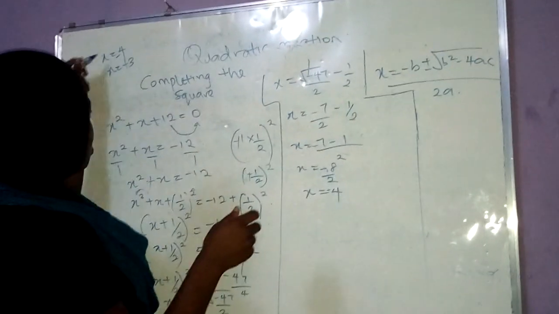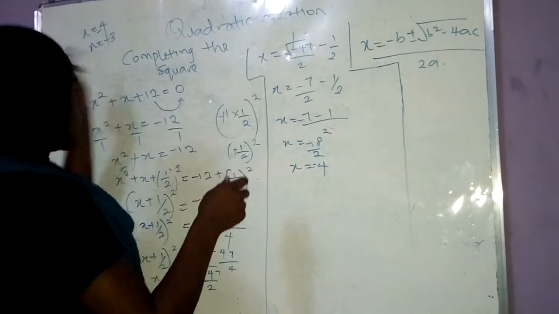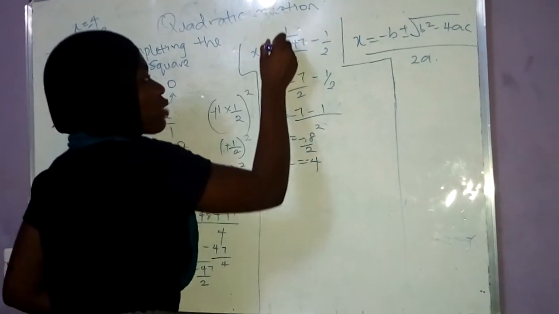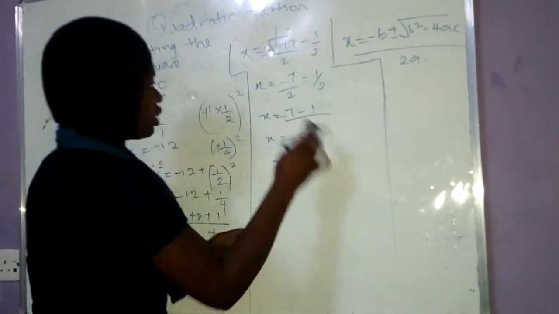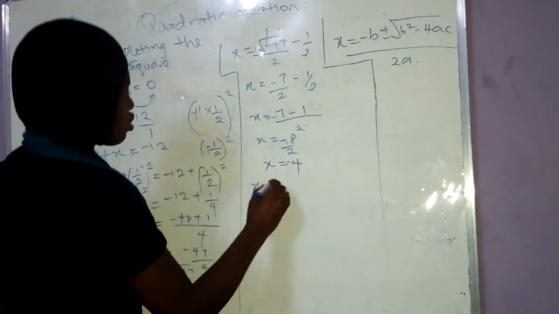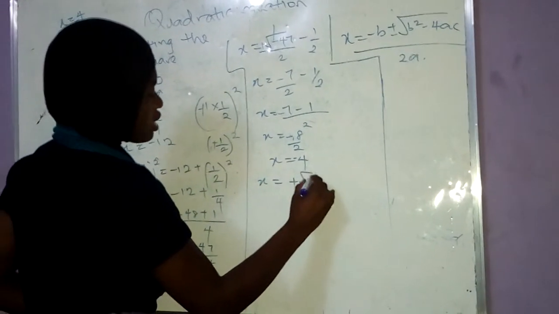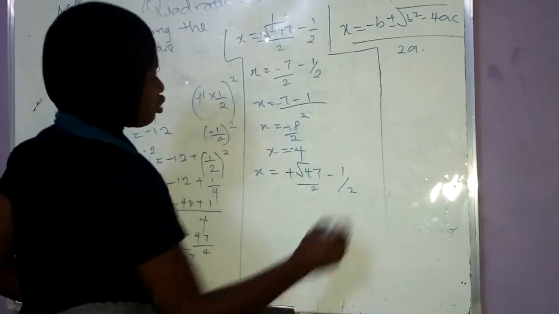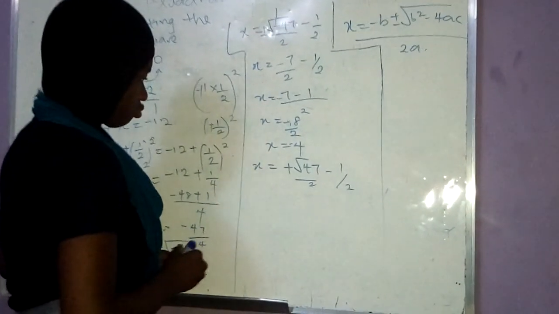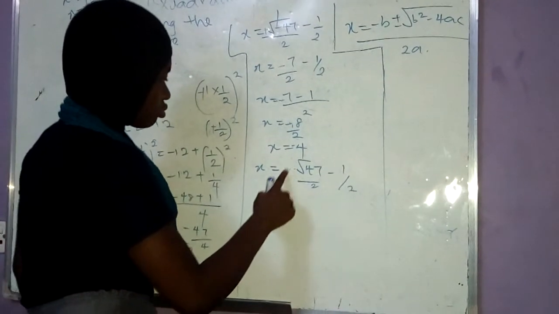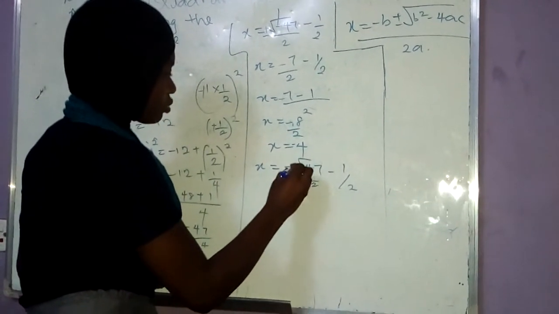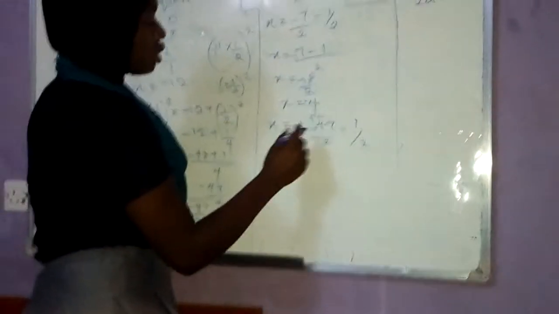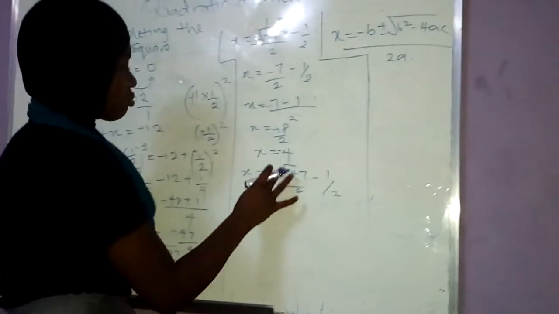If you watch from the beginning, you know that when we factorize, we got x equals minus 4 and x equals 3. And since the square root has plus or minus, this is for the first one. The second one, since x is equal to, we now use plus 47 over 2 minus 1 over 2. Minus plus, since this one has minus, plus times minus is going to give us minus.